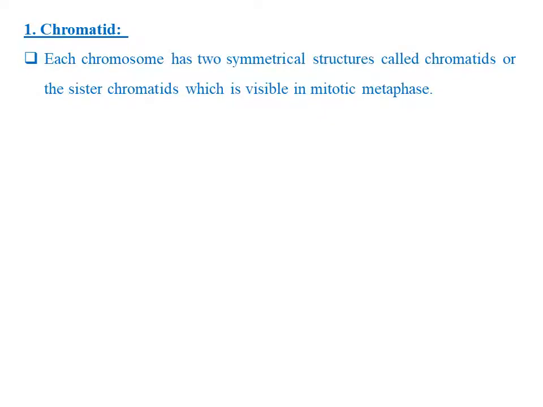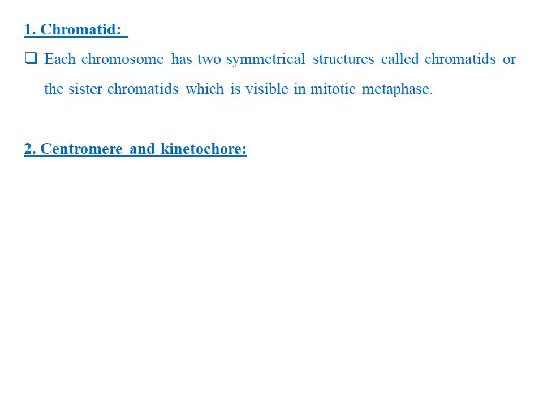Then the chromatids. Each chromosome has 2 symmetrical structures called the chromatids. These are the sister chromatids, which are visible in the mitotic metaphase condition. At anaphase of mitotic division, the sister chromatids separate and migrate in opposite directions, that is, to the opposite poles.